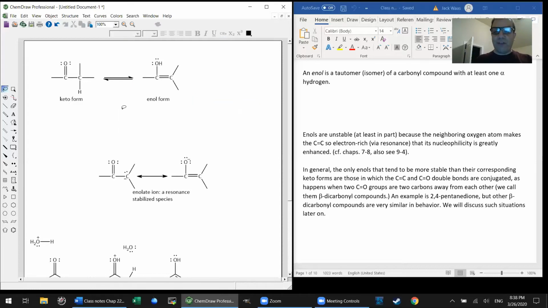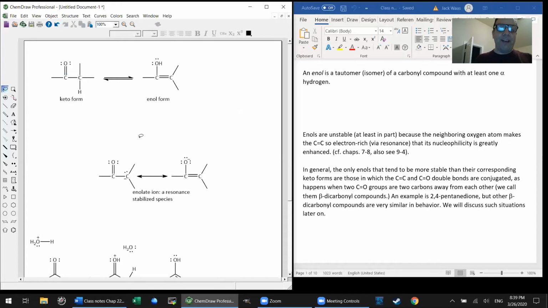So much for keto forms. Any carbonyl compound that has at least one alpha hydrogen will also exist in its enol form. And this is an equilibrium. So there's a rapid equilibrium, again, normally favoring the keto form, but with some percentage of the enol form present as well.